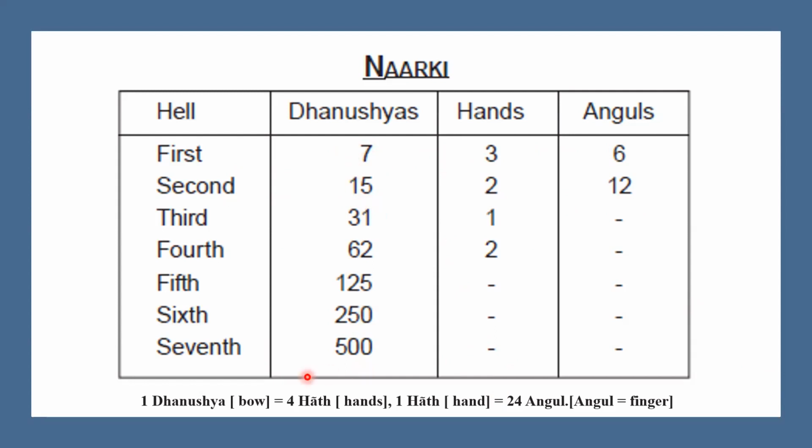As you go down, in the 6th Narak you have got 250 Dhanushya, and in the 7th Narak you have got 500 Dhanushya. So basically the height increases, and the reason why the height increases is, the more the height, the more the body, the more the pain. That is the reason why the height keeps on increasing as you go down to the 7th Narak.